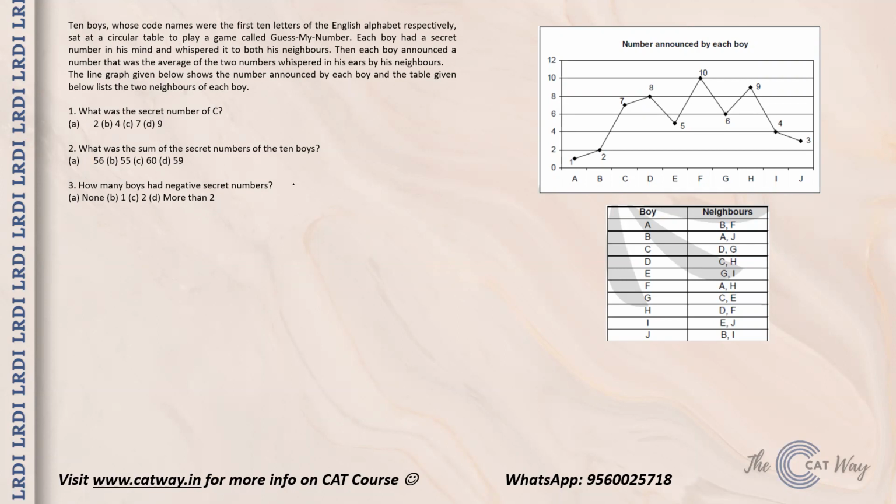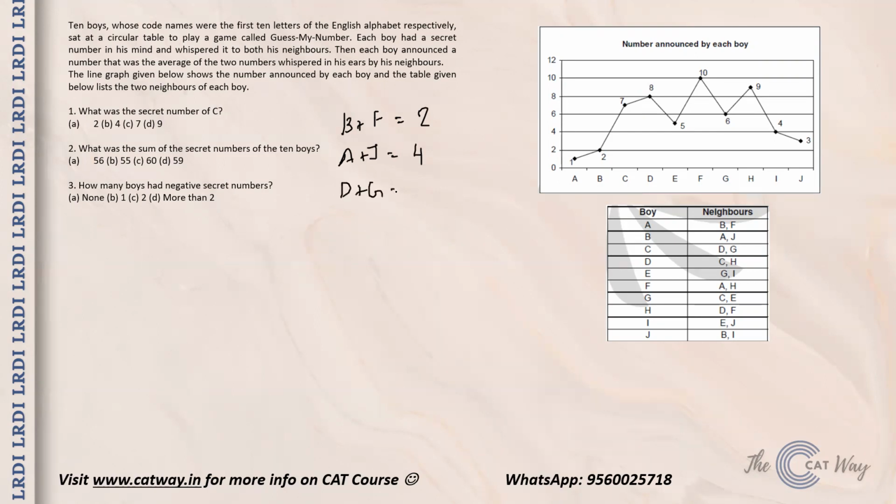All right. So basically, A announced number 1. So one is the average of his neighbors, which are B and F. So from there you can find the sum of B and F to be equal to 2. Similarly, B announced 2. Now the neighbors of B are A and J. So the average of A and J is 2. If the average of A and J is 2, the total of A and J is 4. On similar lines we can write the other values as well.